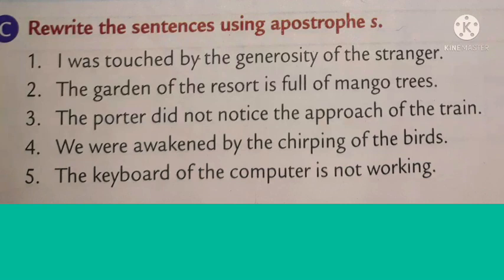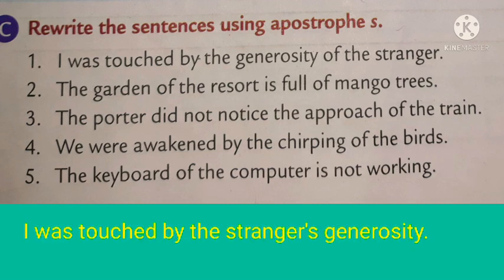We have some textual activities related to this. Let's do that now. Page number 13, activity C. Rewrite the sentences using apostrophe s. First one, I was touched by the generosity of the stranger. So how can we rewrite the sentence using apostrophe s? The answer is, I was touched by the stranger's generosity. Here we used apostrophe s after the noun stranger.